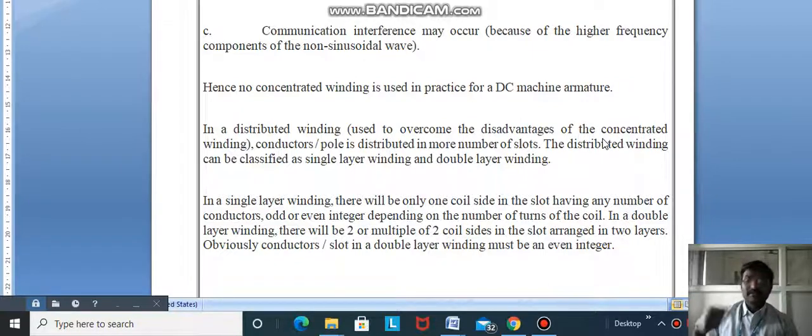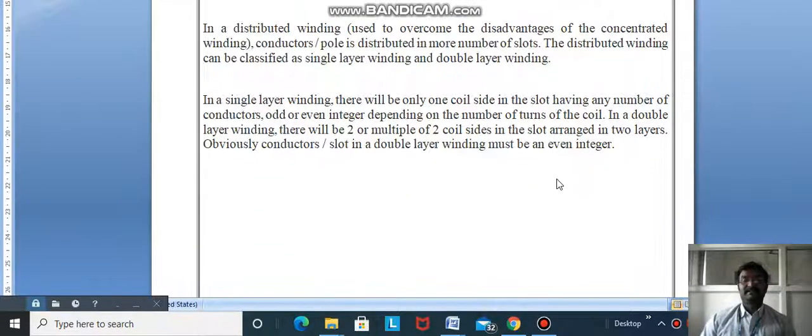Single layer means that in a slot we have wound only one winding. If it is a double layer winding, we wind two times. In a single layer winding, there is only one coil side in a slot, having any number of conductors, odd or even, depending on the number of turns of the coil. In a double layer winding, there are two or a multiple of two coil sides in the slot, arranged in two layers. Obviously, conductors per slot in a double layer winding must be an even integer.